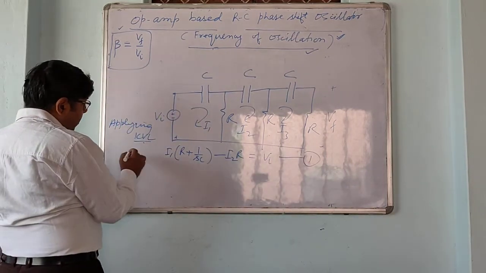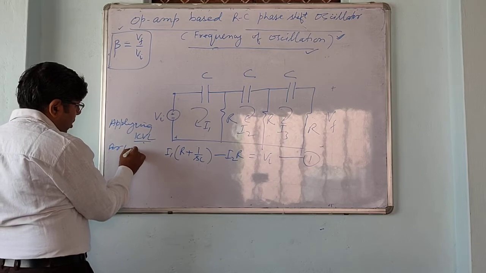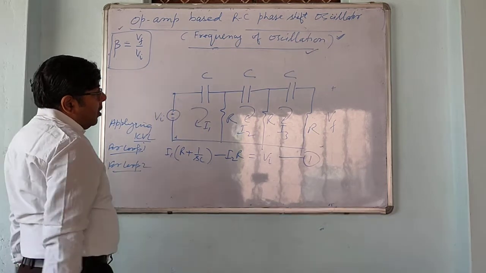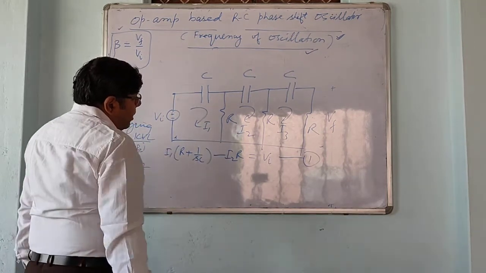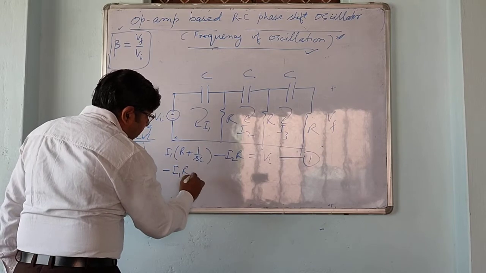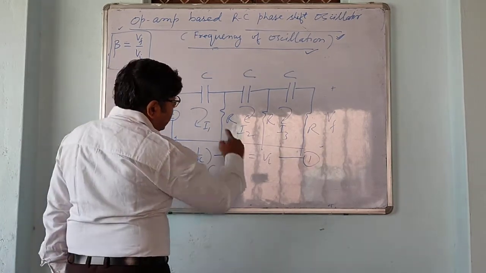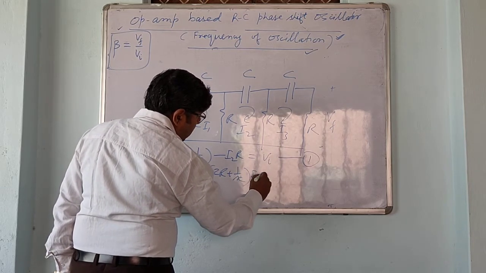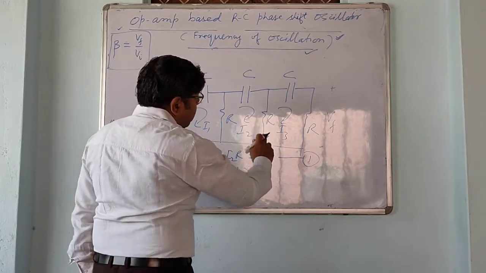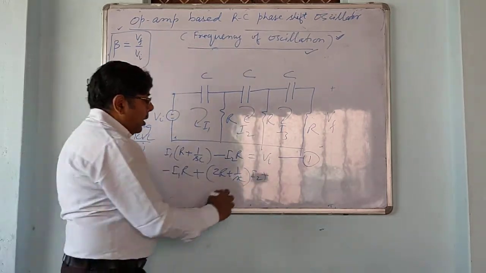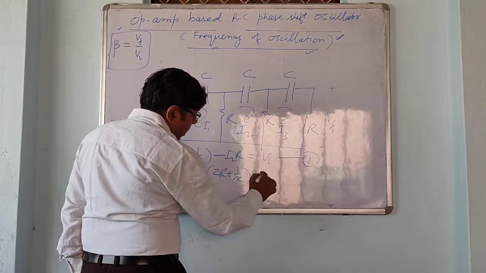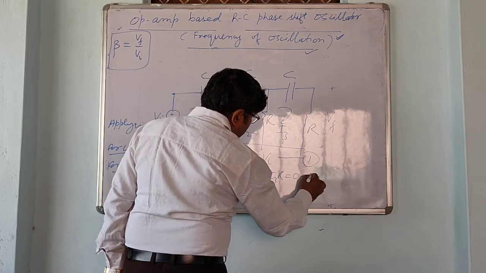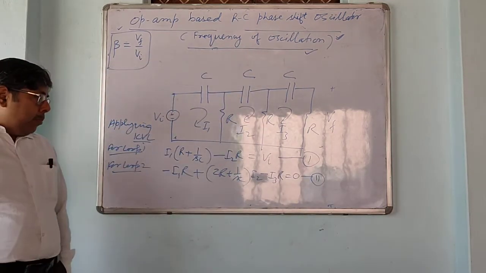This is for loop 1. For second loop, common element is R, that's why it's minus I1 R plus total impedance in the second loop, that is 2R plus 1 upon SC into I2 plus common element between 2 and 3, that is R, that's why we are writing minus I3 R. This is equal to 0 since there is no active element in the second loop.